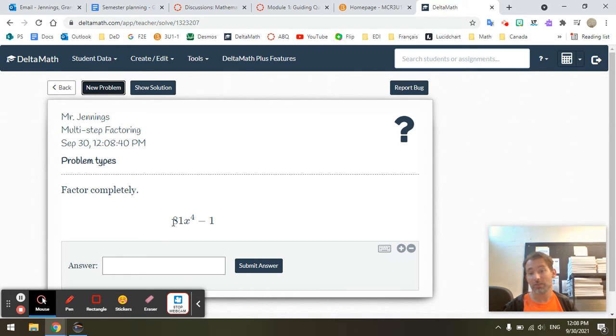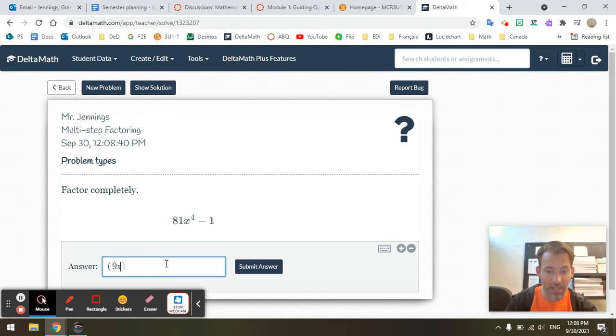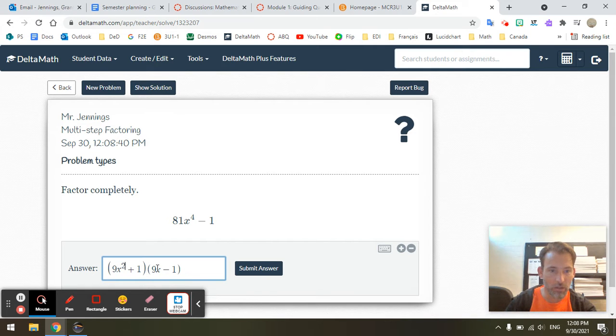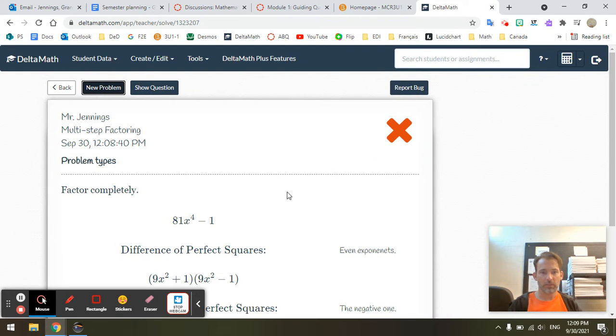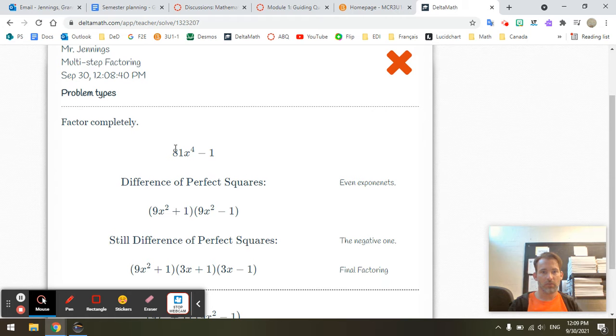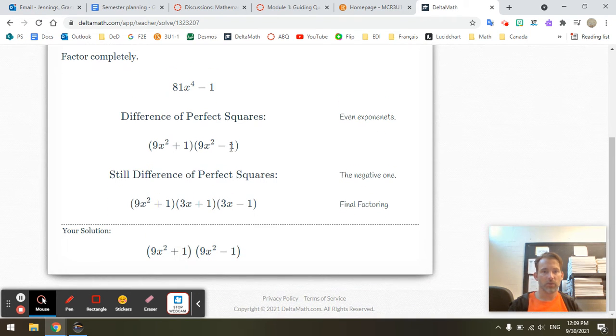Factor completely. This is a difference of squares. It is 9x plus 1 multiplied by 9x minus 1. Okay, I see. Oh, no, I am wrong. This is x squared and x squared. Okay, submit answer. Yes. What? What's wrong with it? What's wrong with me? Why do you not like that? Yeah, difference of perfect squares. Yeah, your solution?